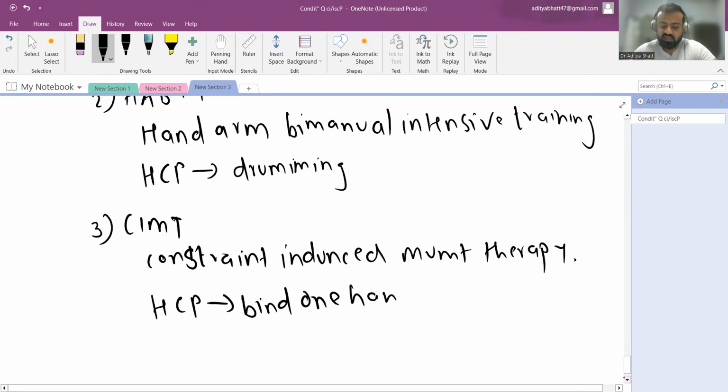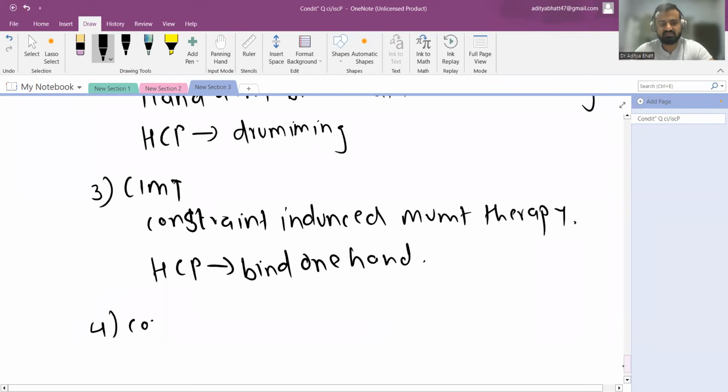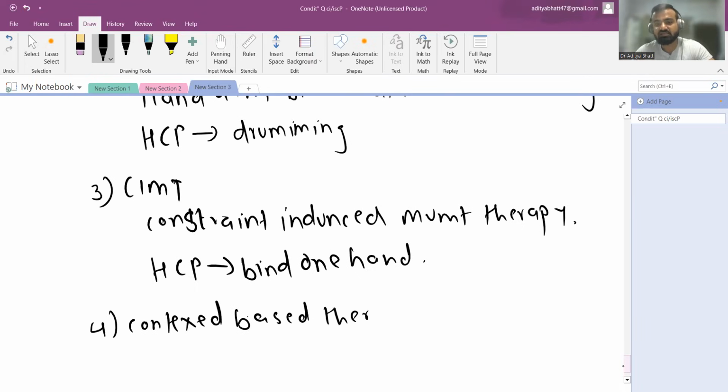And we encourage the child to use the other hand. So in that, it is very beneficial. Then the fourth therapy is context-based therapy, in which the child learns with respect to the environment of the child.